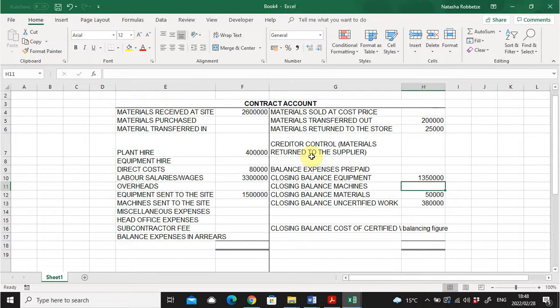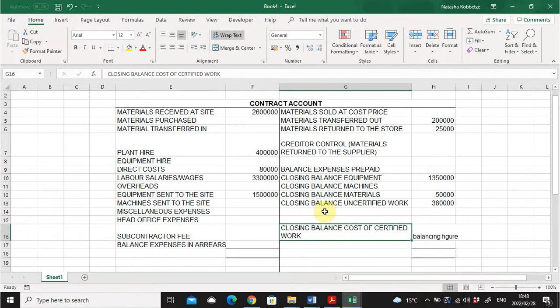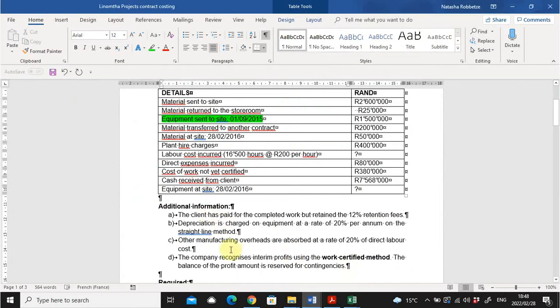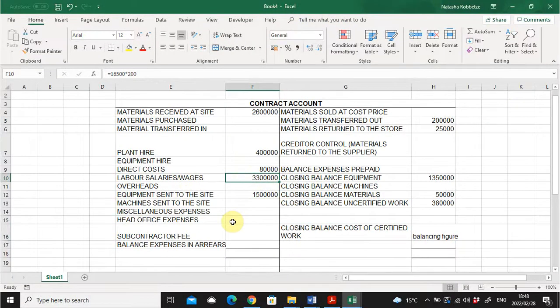Then let's see what is more in our additional information. What I also see in the additional information is that we have other manufacturing overheads, and they are 20% of direct labor. All right, so what was the direct labor again? It was the wages, 3.3 million. So the overheads should be the 3.3 million times the absorption rate given of 20%. That is 660,000.